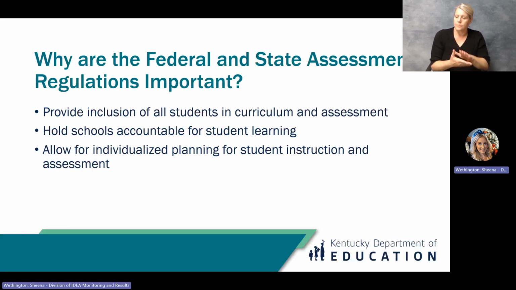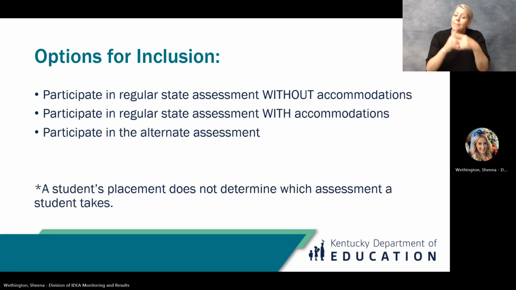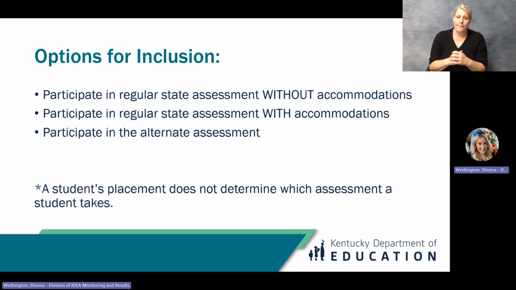The federal and state regulations are important because they provide inclusion for all students in curriculum and assessment, hold schools accountable, and allow for individualized planning for student instruction and assessment. As mentioned in the regulations, the state-required assessment and accountability programs are inclusive of all students at specific grade levels. Participation in state assessments is determined annually on an individualized basis.